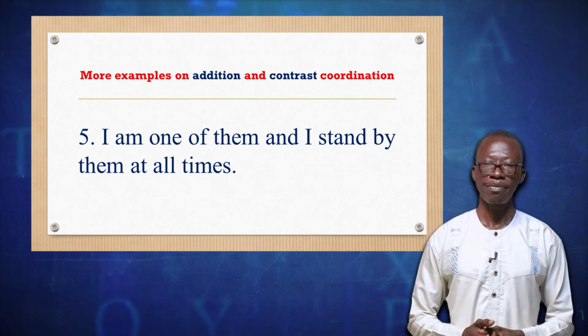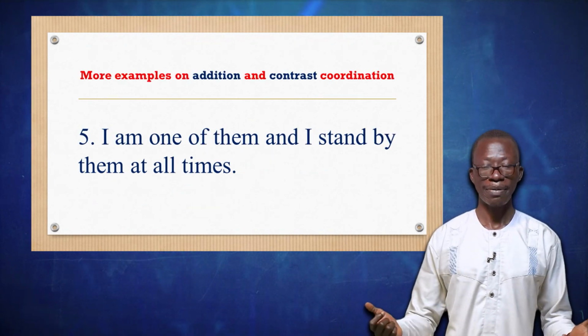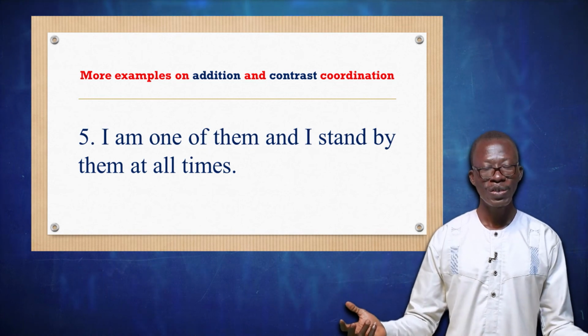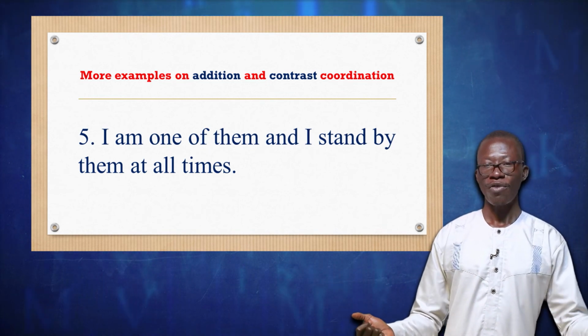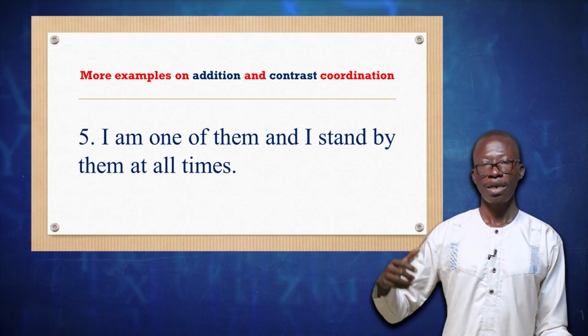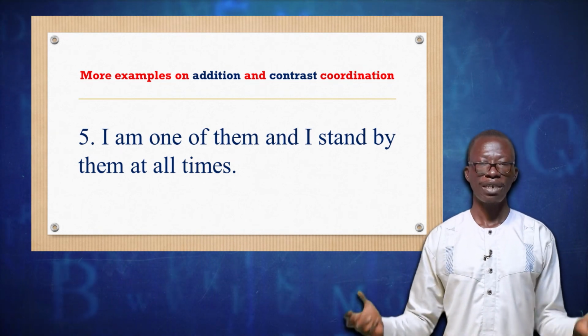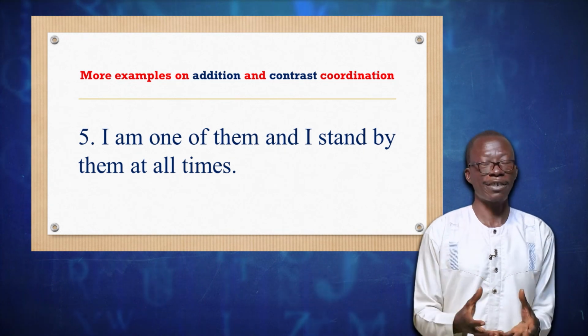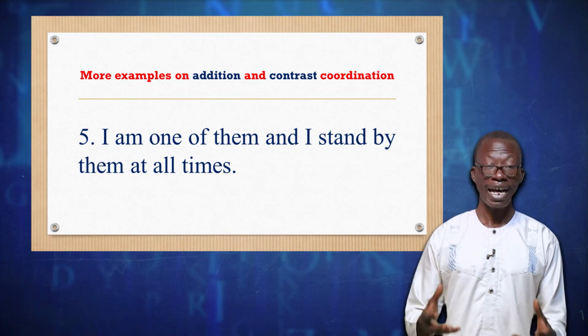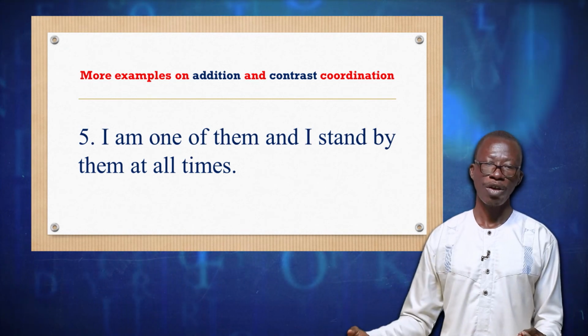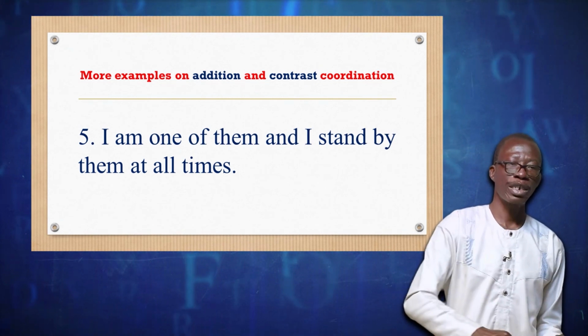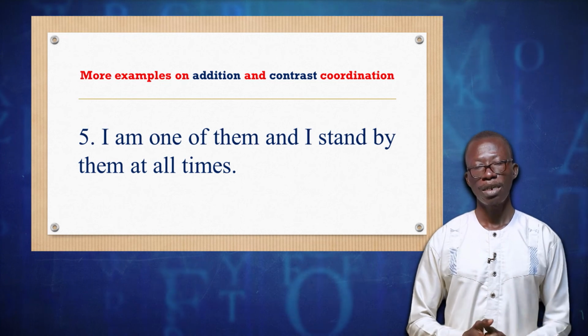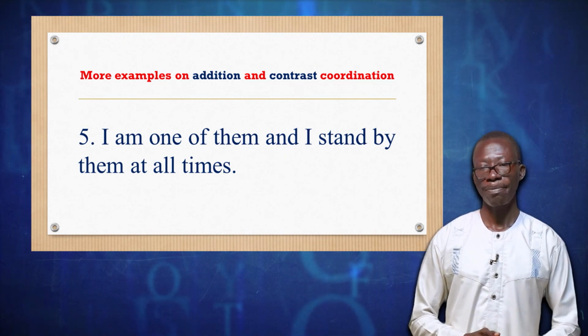I'm one of them, and I stand by them at all times. Here are the two independent clauses: I'm one of them, I stand by them at all times, brought together by the additional coordinator, which is and, to indicate that the second independent clause is adding further information to the first independent clause, which is I am one of them.